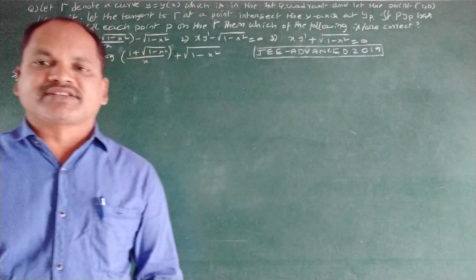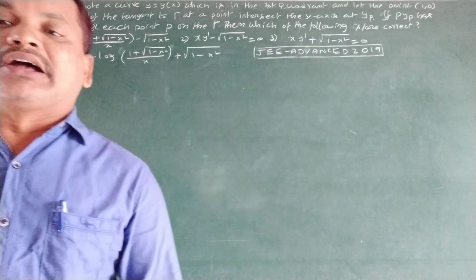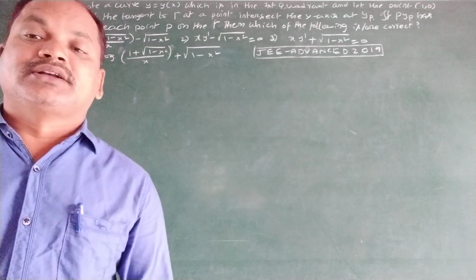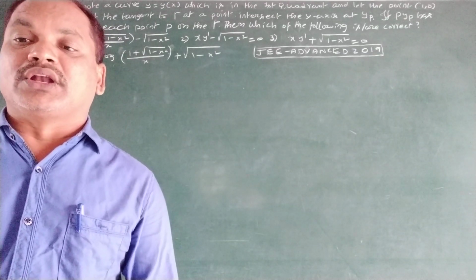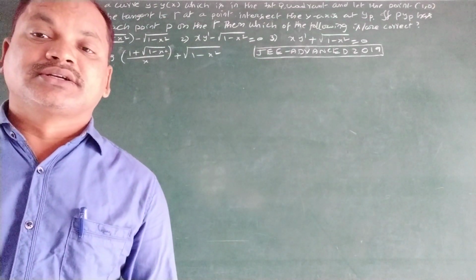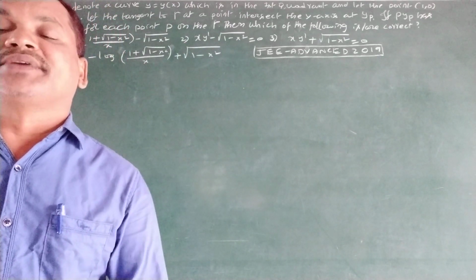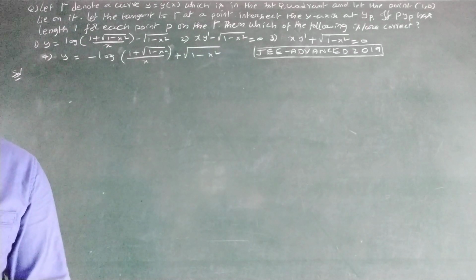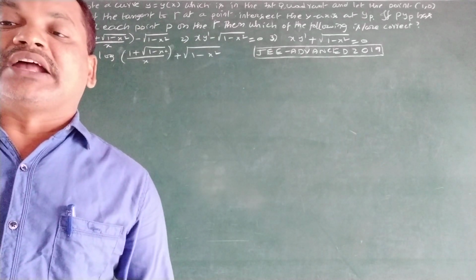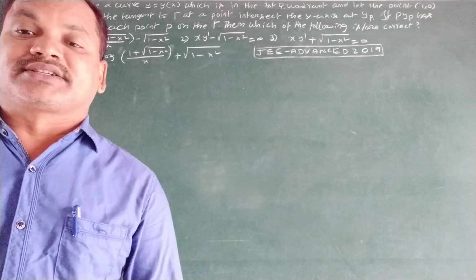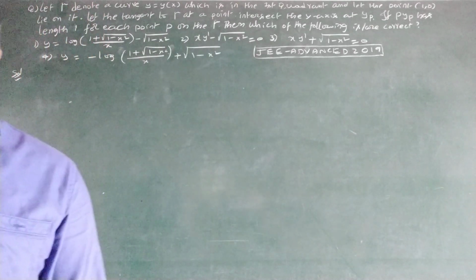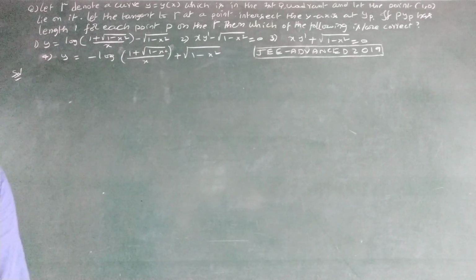Okay, dear students, observe the question. Let Γ denote a curve y = y(x) which is in the first quadrant, and let the point (1, 0) lie on it. Let the tangent to the curve at a point P intersect the y-axis at Y_P. If PY_P has length 1 for each point P on the curve, then which of the following options is/are correct? Now the first option, y = log((1 + √(1 − x²))/x) − √(1 − x²).